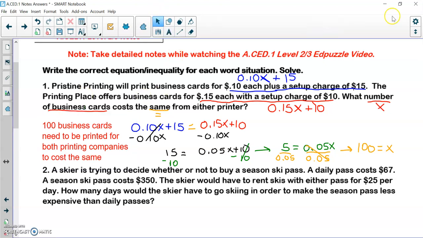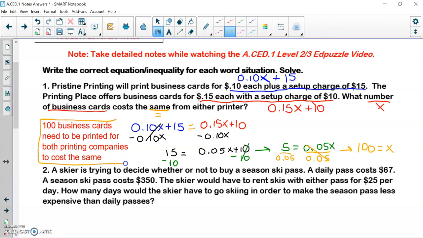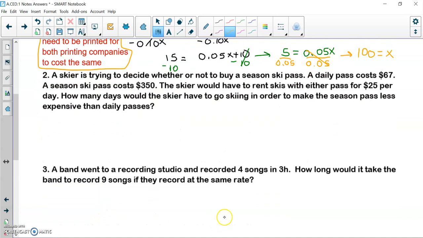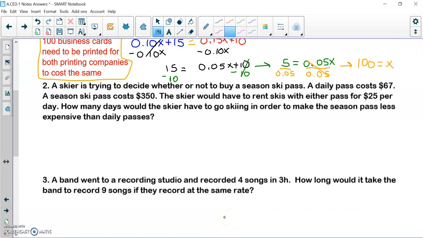All right. So what I'm looking for is the correct equation or inequality, the correct answer, and a well thought out answer in a sentence. All right, so number 2, a skier is deciding whether or not to buy a season ski pass. A daily pass costs $67. So if you go skiing on the daily ski pass, you're going to pay $67 per day, because that's a daily pass. So $67 per day.